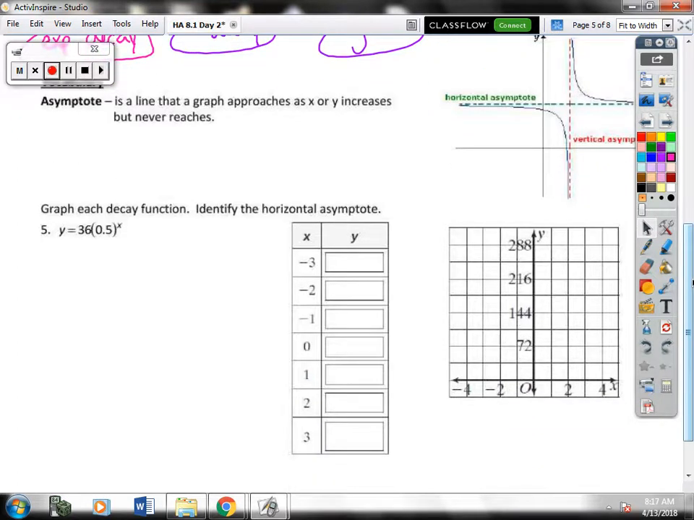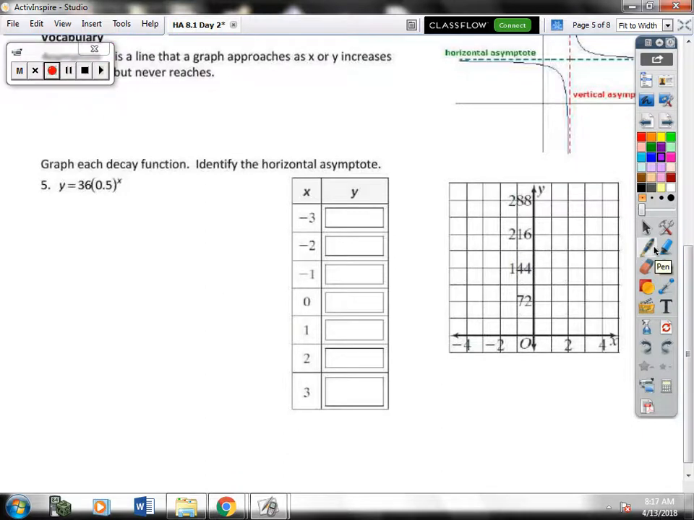All right, so graph each decay function, identify the horizontal asymptote. Notice they already scaled the graph for us. So let's do this one without a calculator again to see if we can. Now, to do this without a calculator, I would probably change my 0.5 to a 1/2.